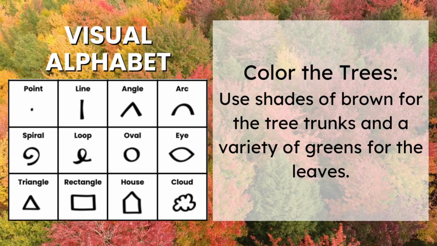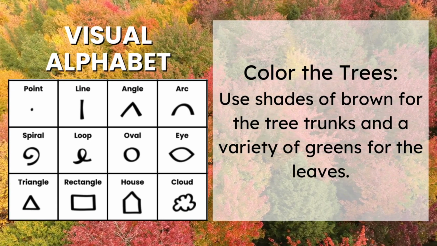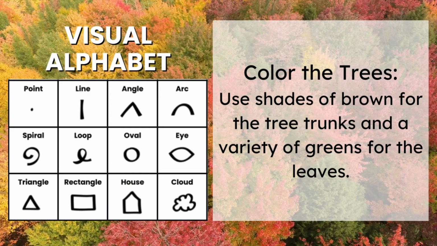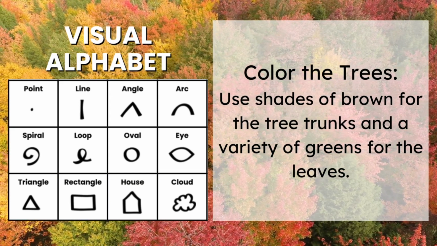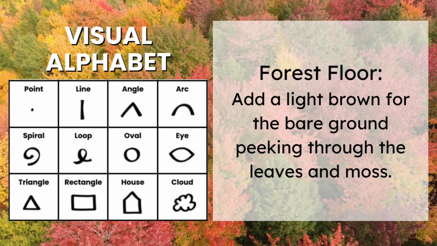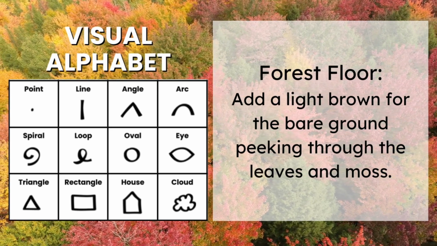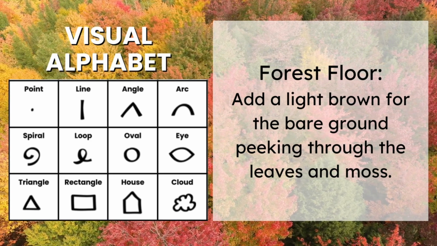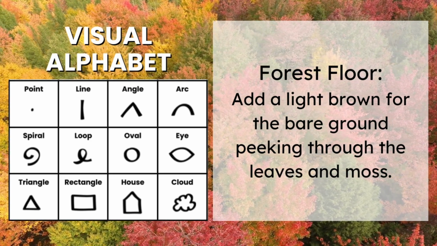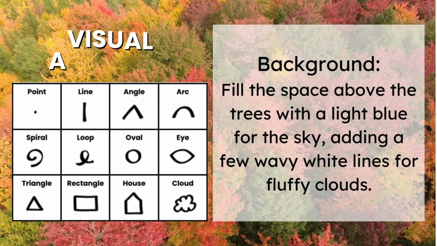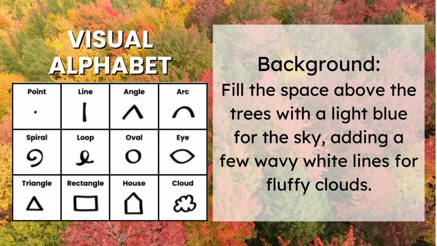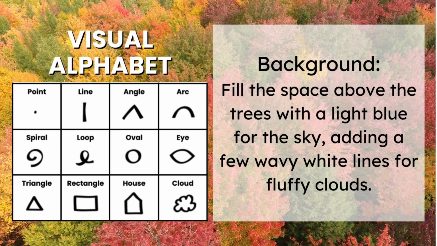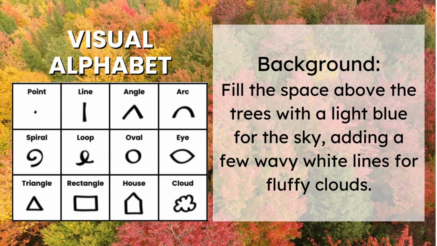Color in the trees. Use shades of brown for the tree trunks and a variety of greens for the leaves. For the forest floor, add a light brown for the bare ground peeking through the leaves and moss. And finally, for your background, fill the space above the trees with a light blue for the sky, adding a few wavy white lines for fluffy clouds.